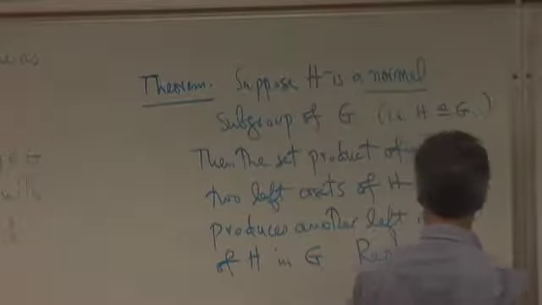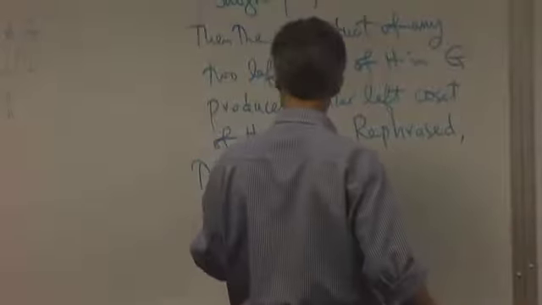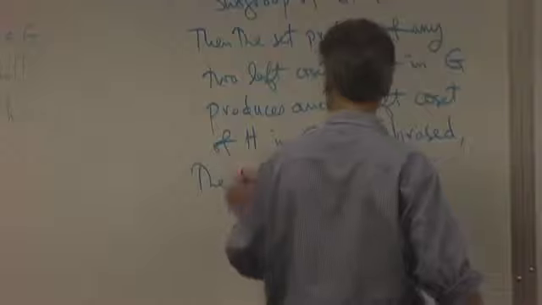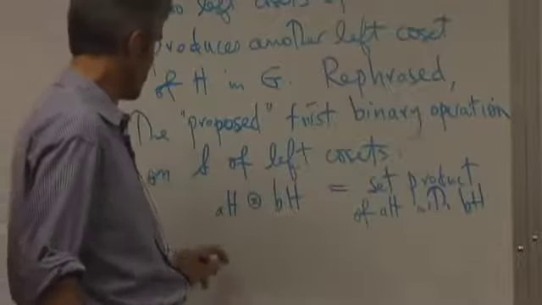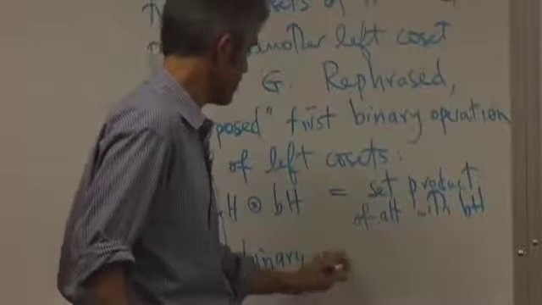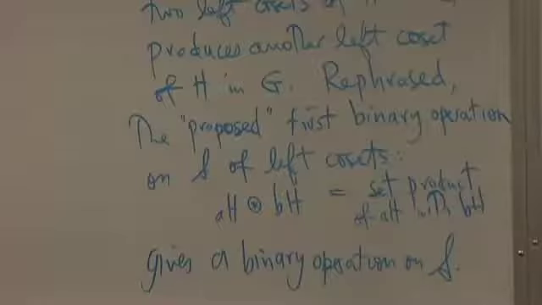Rephrased, this binary operation, the proposed first binary operation on the set script S of left cosets given by AH, which I called star with a little circle around it, BH, equal to the set product of AH with BH, gives a binary operation on script S. So if we happen to start with one of these nice subgroups, then the way we'd like to combine these things actually works.